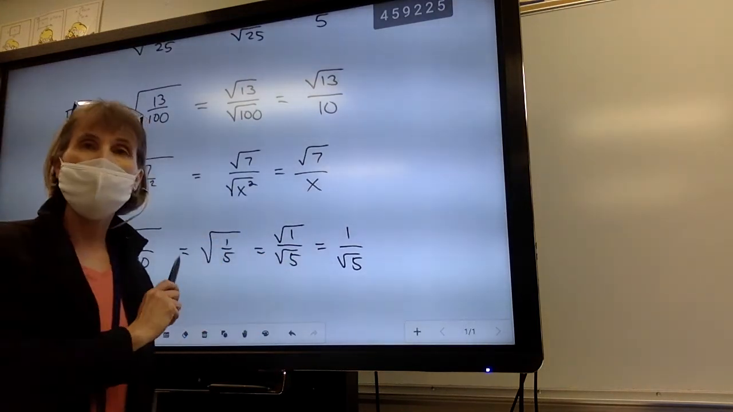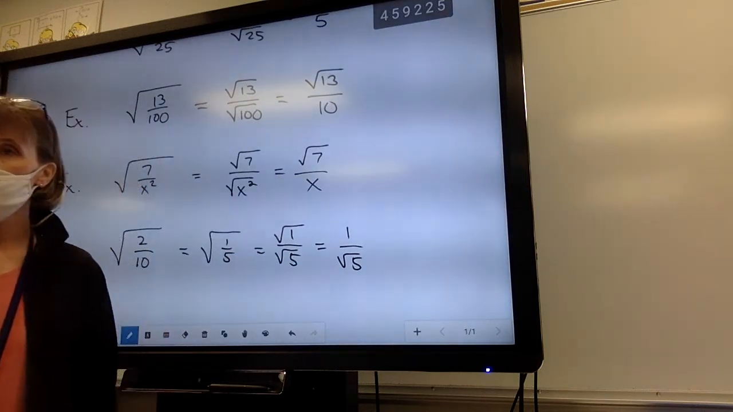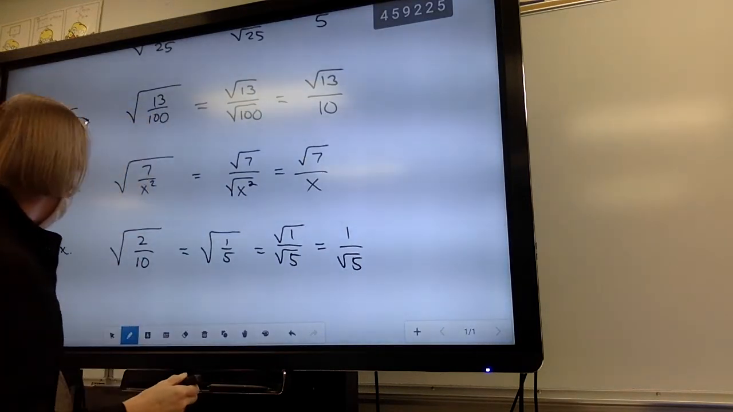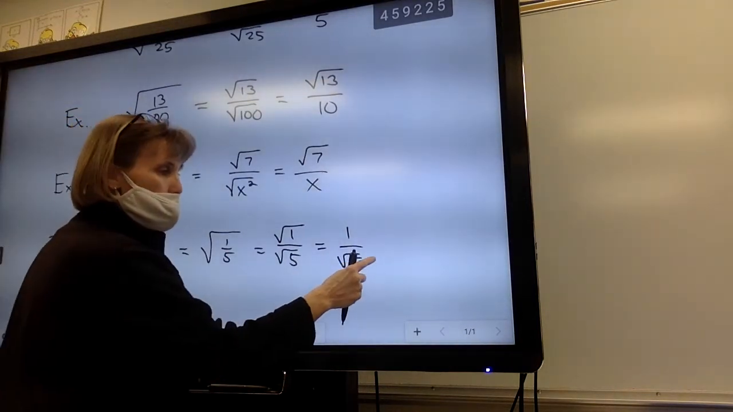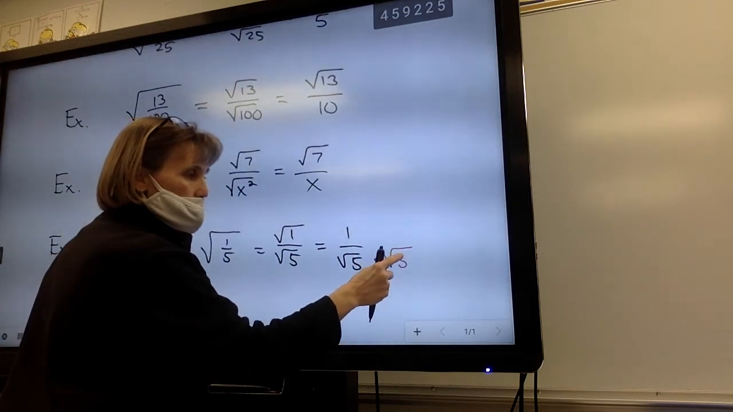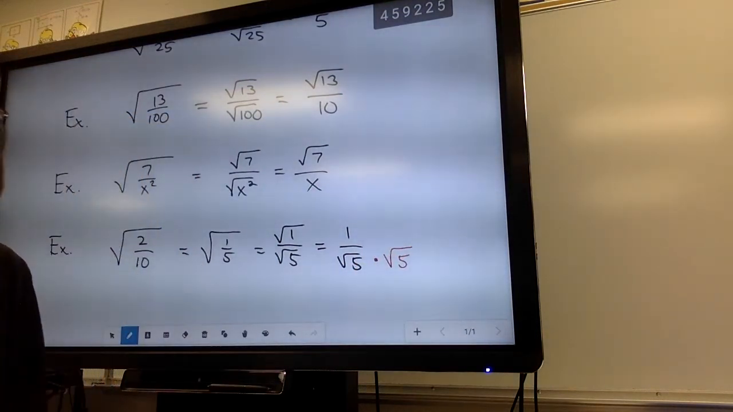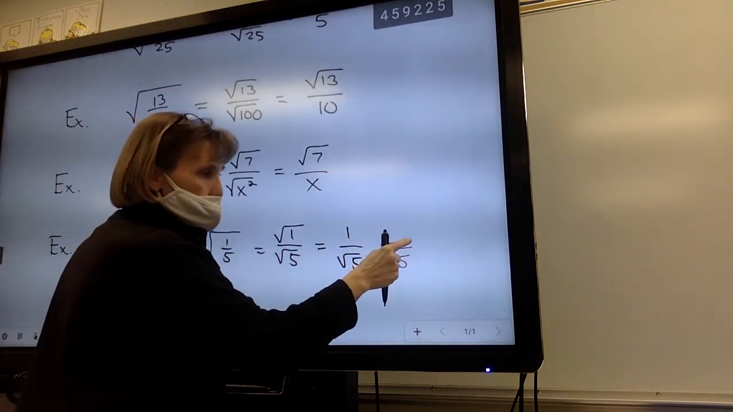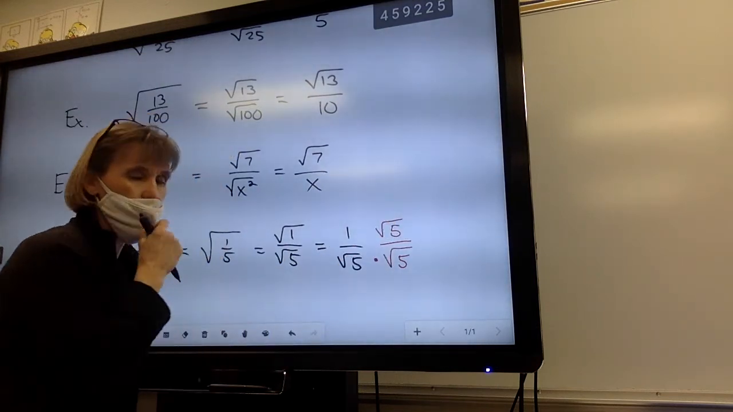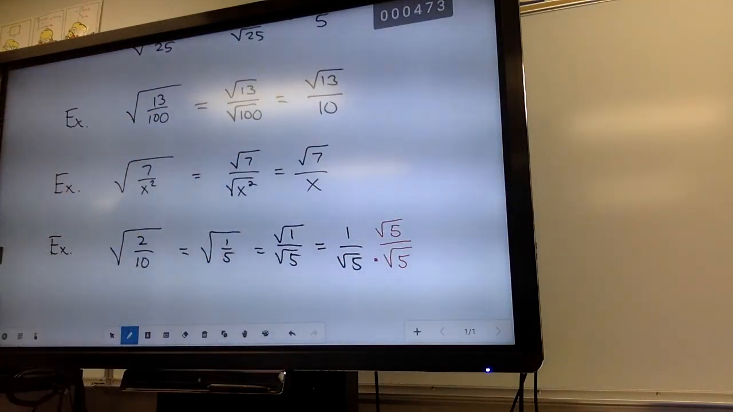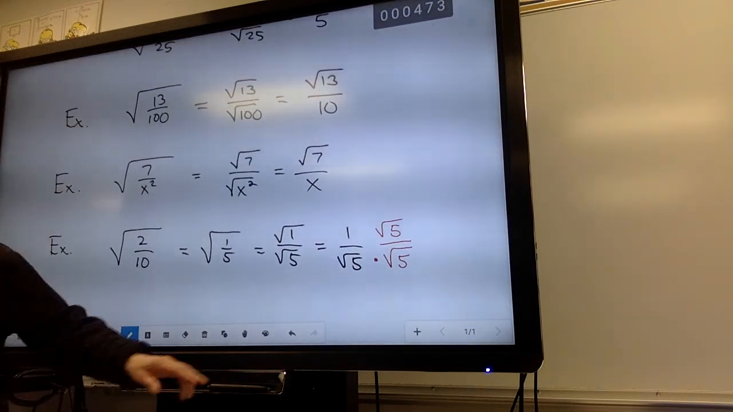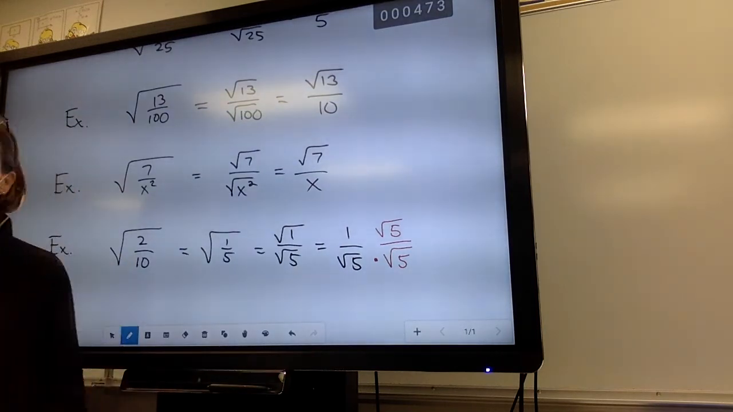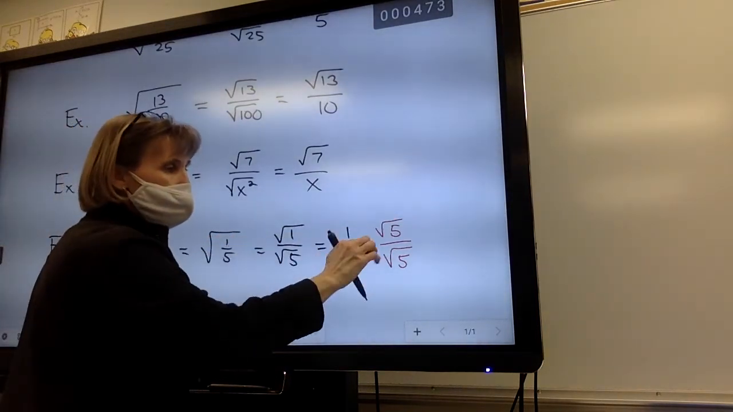You think about square roots. How many does it take to be able to bring out from underneath the radical? 2. And I only have 1 5. So what I'm going to do is multiply it times itself so that there's now 2 5s underneath there. And if I do that to the bottom of the fraction, I have to do the exact same thing to the top of the fraction. That rule for fractions has always been, and it still applies: whatever you do to one piece of the fraction, in this case the denominator, we have to do the same thing to the numerator. And we multiply fractions straight across.